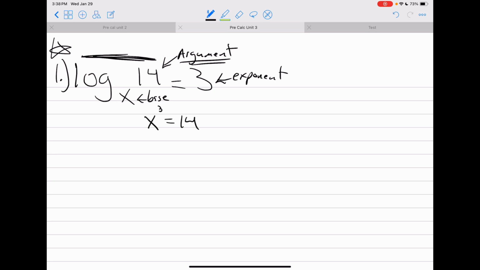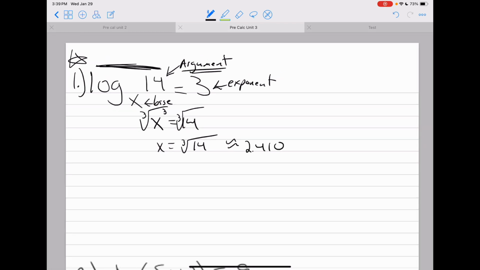Well, now I know how to solve this. This is super easy, right? I'll take the cube root of this and take the cube root of that. I end up with x equals whatever the cube root of 14 is. And you have calculators, and you can figure out the cube root of 14. Let's see. I'm going to do that on mine. Why don't you do it on yours? We're going to do 3. Boom, boom. The cube root of 14 is about 2.410. Boom. Done and done.